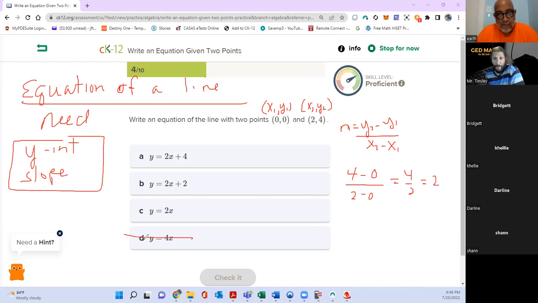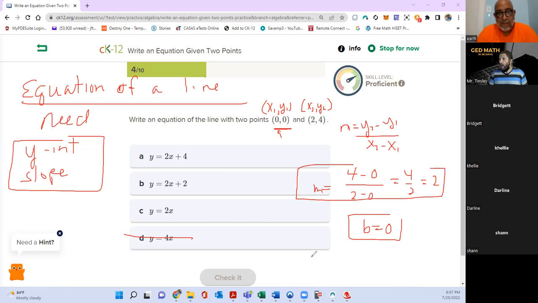My y-intercept, hold on. Mr. Tinsley explained to us, the first thing he explained to us this evening, is that the y-intercept is where x equals 0. So when I look at this point right here, my x is 0, so my y is my y-intercept. When x is 0, your y is your y-intercept. So my y-intercept is 0 and my slope is 2. y equals 2x plus 0. Do I need that 0? No, I do not. y equals 2x. C.